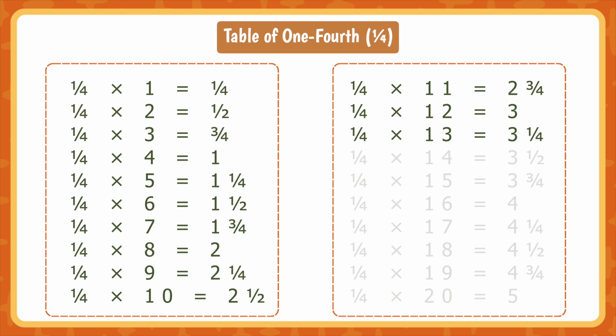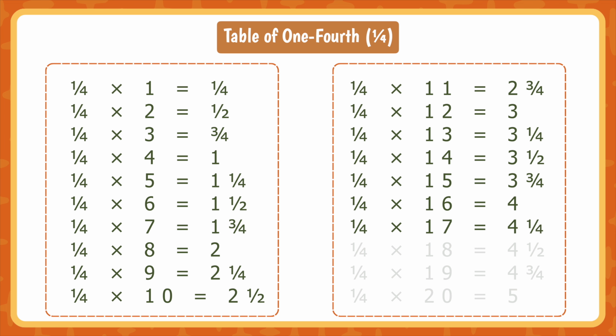A quarter times 13 is equal to 3 and a quarter. A quarter times 14 is equal to 3 and a half. A quarter times 15 is equal to 3 and 3 quarters. A quarter times 16 is equal to 4.